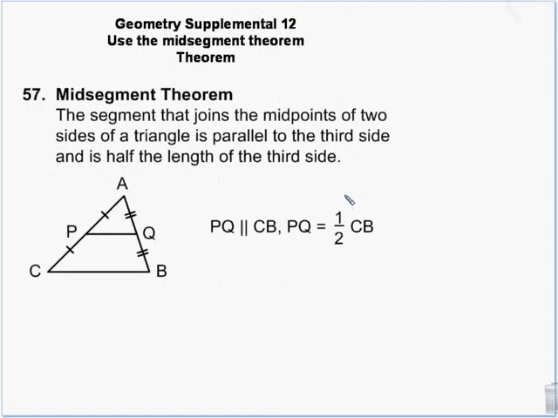Besides midsegments for the trapezoid, we also have a midsegment in a triangle. The midsegment theorem says that the midsegment that joins two midpoints on a side of a triangle is parallel. So PQ is parallel to CB, and it's 1/2 the length of CB. This is similar to the trapezoid, but instead of having to add the top and the bottom and take half, you just take half of the bottom.